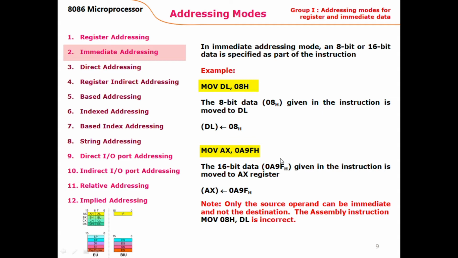Note that in the immediate addressing mode, only the source operand can be immediate and not the destination. The assembly language instruction, for example, MOV 08H, DL is incorrect. But if 08H is used as a source and DL is used as a destination, just like we did here, then this would be correct. But the immediate value cannot be used as a destination.